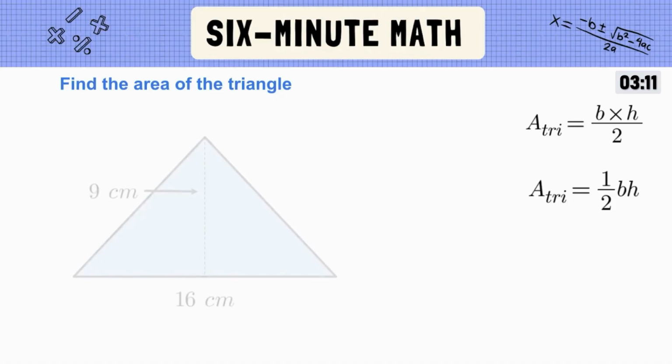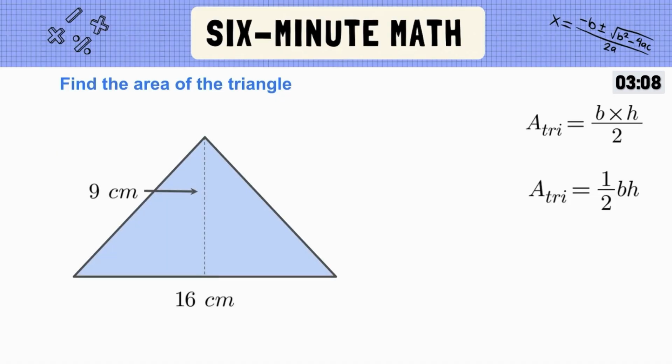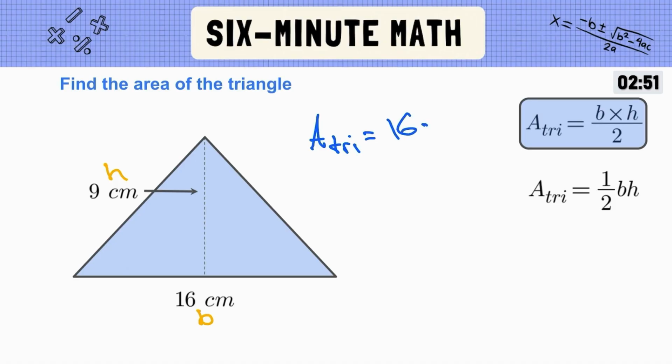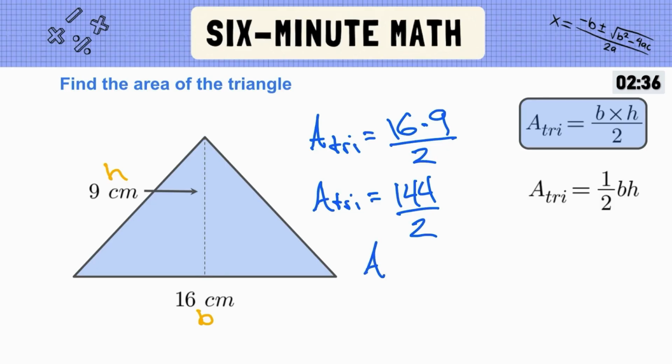How about this following triangle? We have a base of 16 and a height of 9. And let's use that first example. We have the area of that triangle is 16 times 9 over 2. The area of that triangle is going to be 144 divided by 2, which makes the area of that triangle 72 centimeters squared.